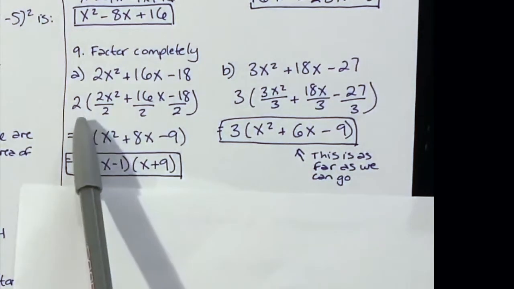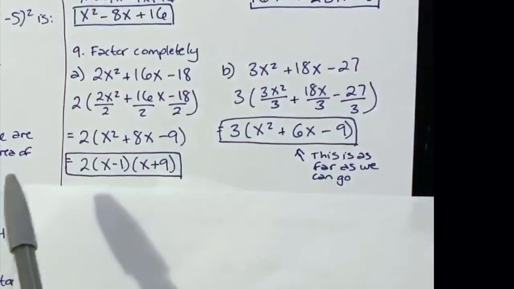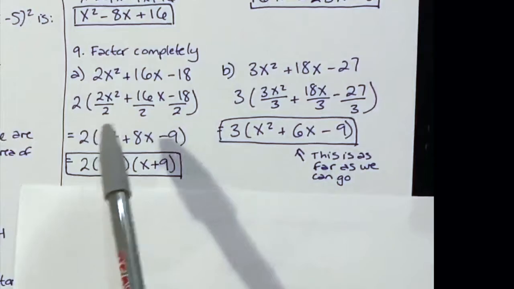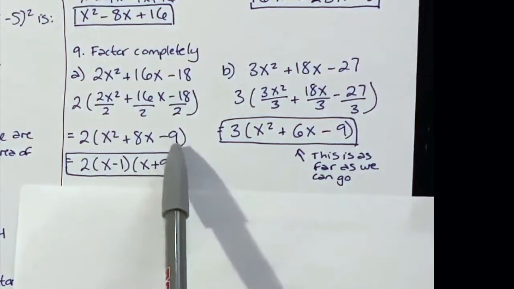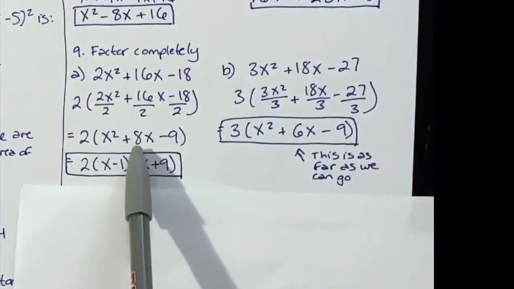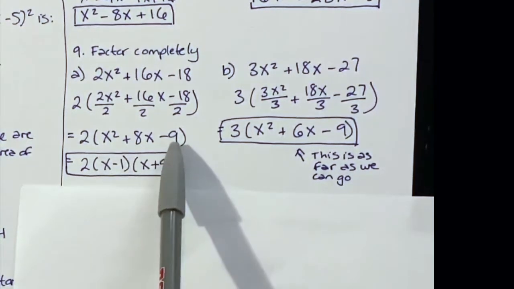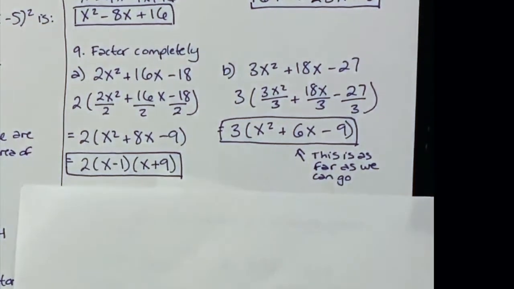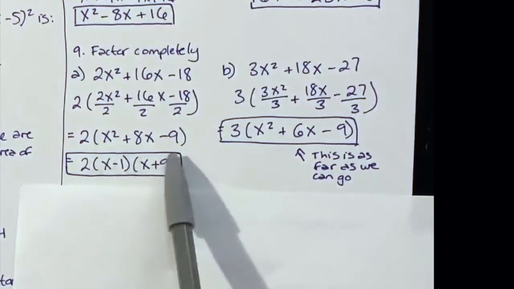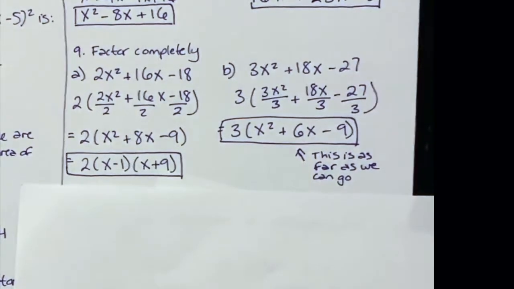So if I take out this 2, I want to figure out what I have left over. So I'm going to divide each term by 2. So my leftovers here, once I divide everything by 2, I have my x squared plus 8x minus 9. And I've got that 2 that I took out. But I have to take this one step further because it said to factor completely. When I look at what I have left in the bracket here, I can factor this, right? Because it starts with an x squared here.